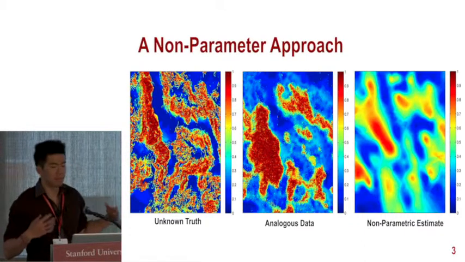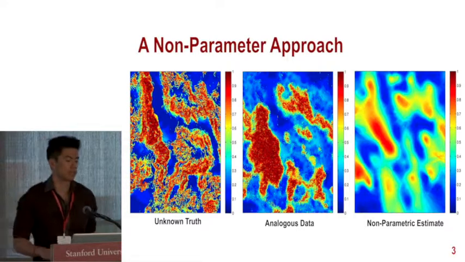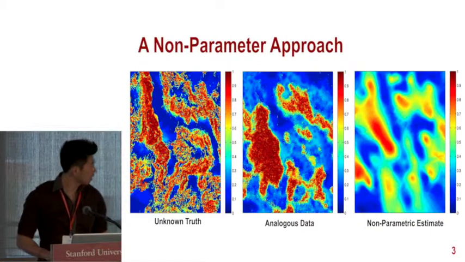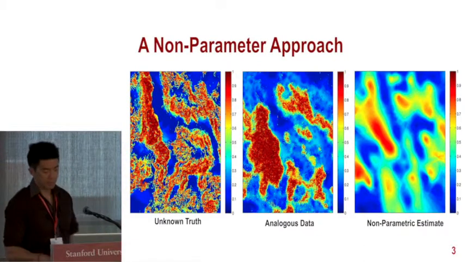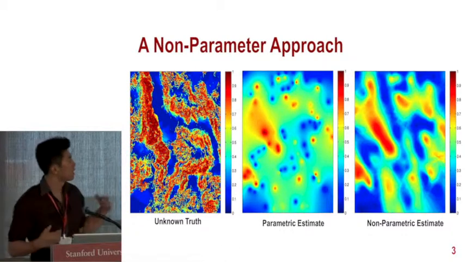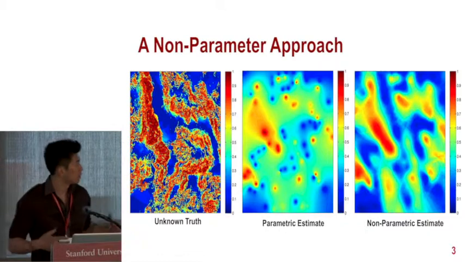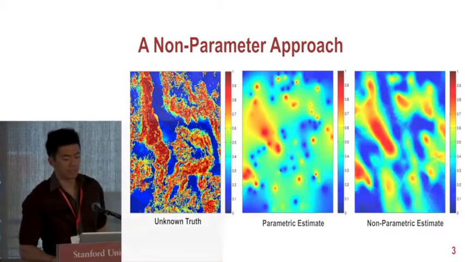And our approach computes the statistics directly on this training image. So we no longer need to do this decomposition, or we also don't need to do this variogram modeling. So if this is the actual truth here on the left, our estimate is shown on the far right there. And if we compare that to the estimate using the variogram-based approach, we can see that ours is smoother and it's also better able to describe the large-scale features in this image.